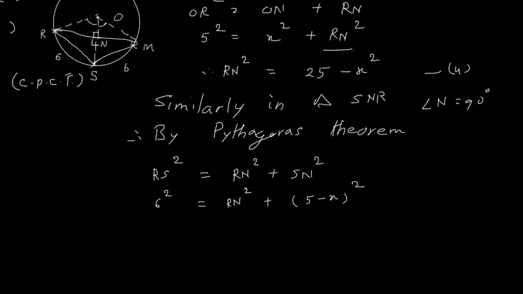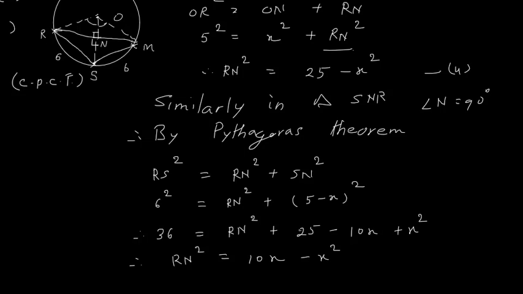So therefore we will say that 36 is equal to Rn square plus 5 square, that is 25, minus 10x plus x square. Therefore from here we get the value of Rn square as: x square will be common, this 10x will become 10x minus x square, and 36 minus 25 is plus 11. Now this is equation number 5.